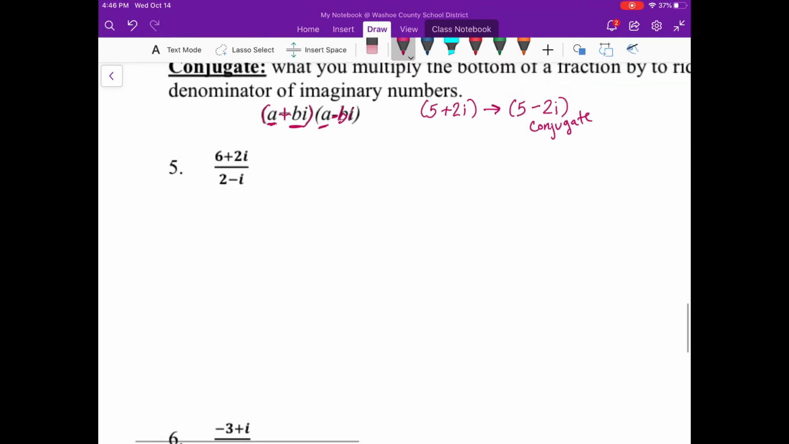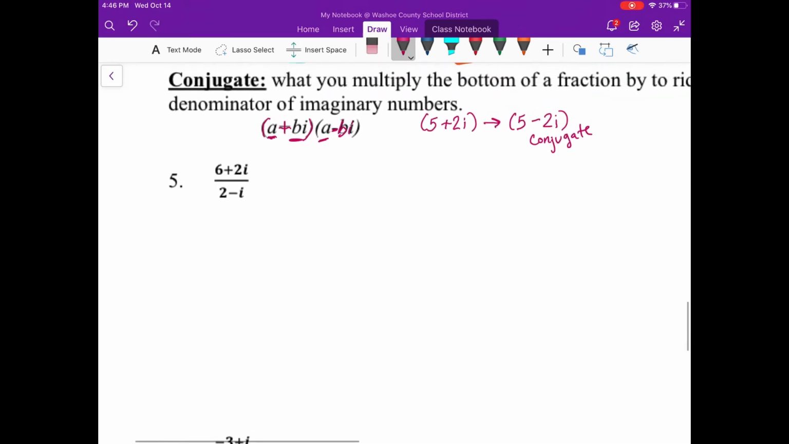Okay, so we're going to try this. Our first example here, we have 6 plus 2i divided by 2 minus i. So again, looking at the denominator, I can't have any imaginary numbers in the denominator. So I'm going to multiply by the conjugate of that denominator. The conjugate here would be 2 plus i. So again, you're only changing the sign for the imaginary portion of that complex number.